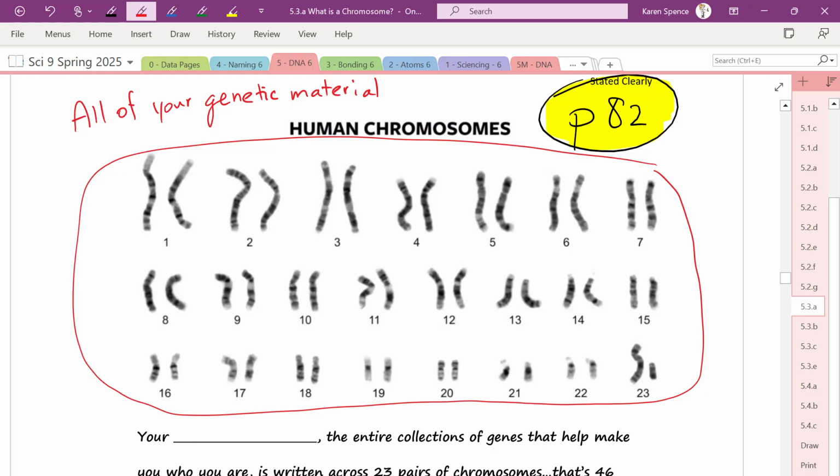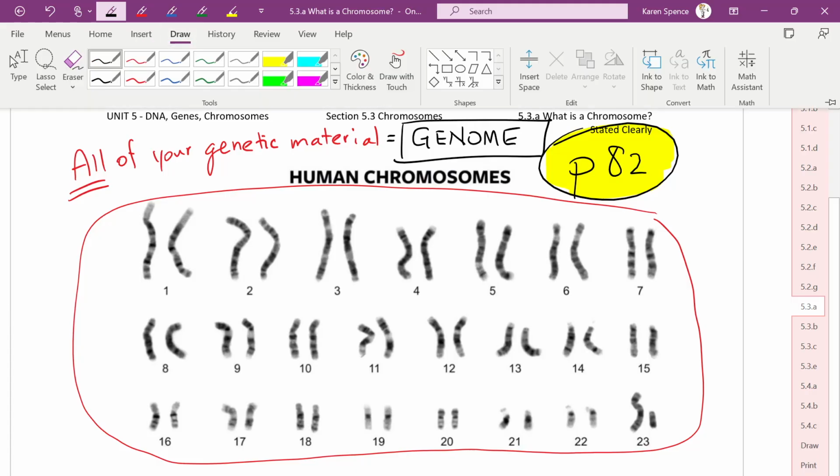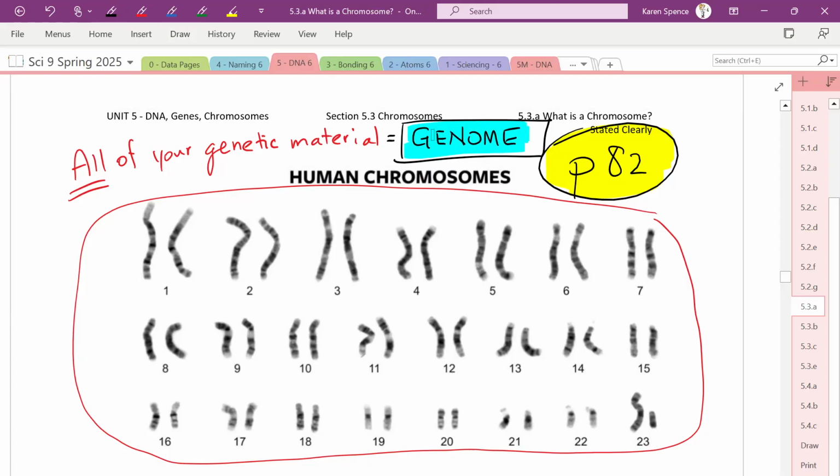So there are 46 chromosomes, 23 pairs, and this is all of your genetic material. And there is a word for all of your genetic material, and that word is genome. So all of your genetic code is called a genome.